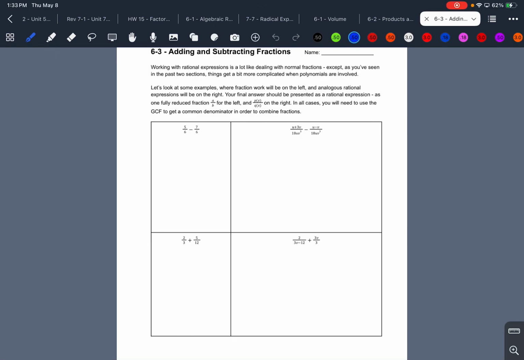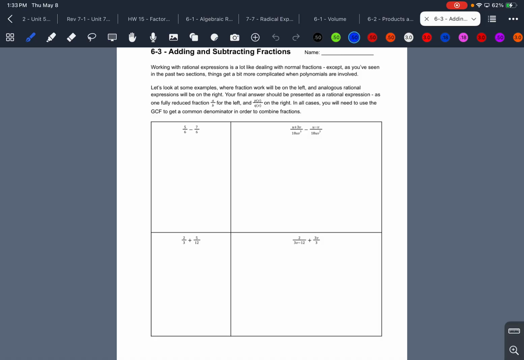Okay, so this is the video for 6-3. So when we're working with rational expressions, it's really just fractions, right? Last time we started by reducing fractions, great, looked at what it was for rational. Then we multiplied fractions and divided fractions, and we looked at what it was there. This time, we're going to add and subtract.